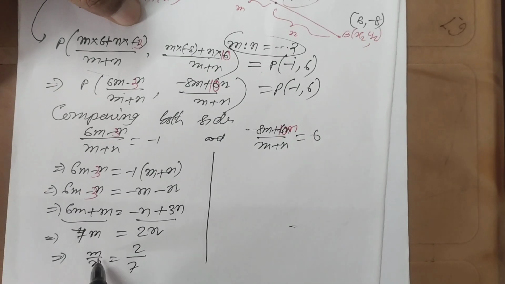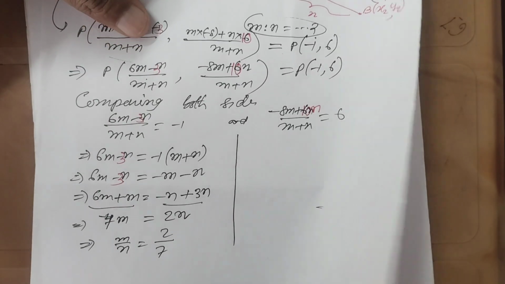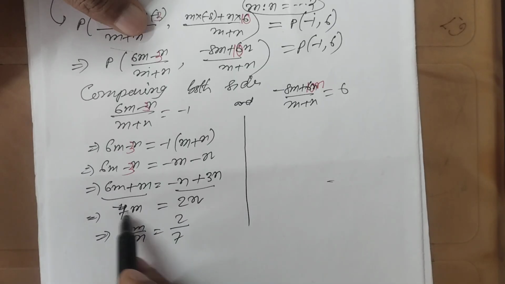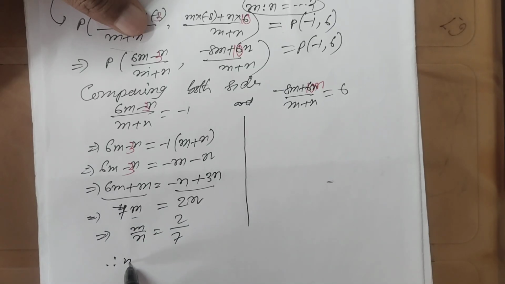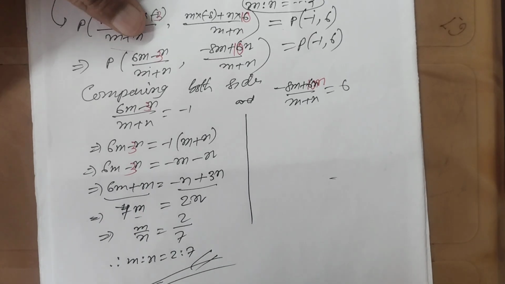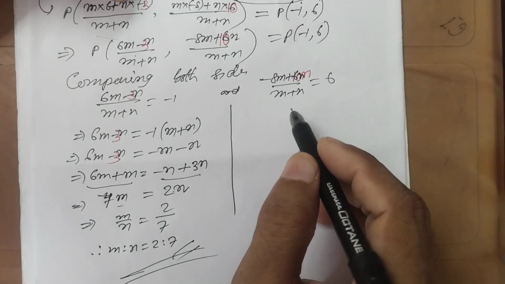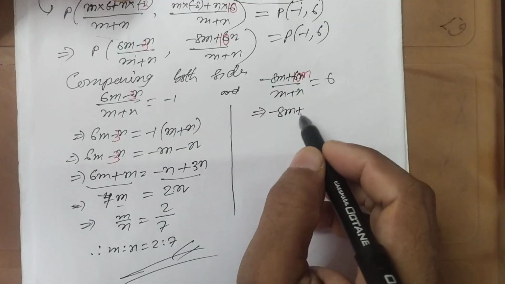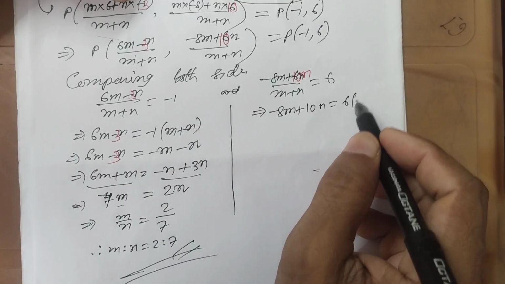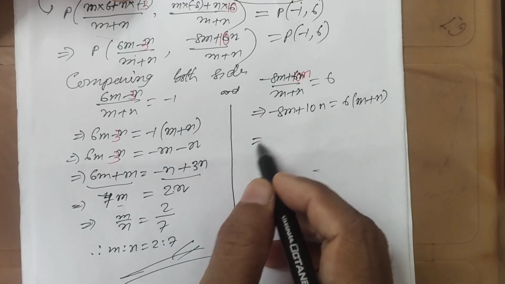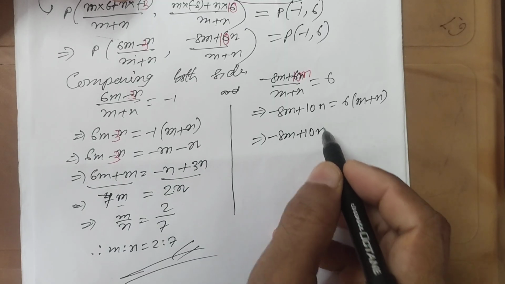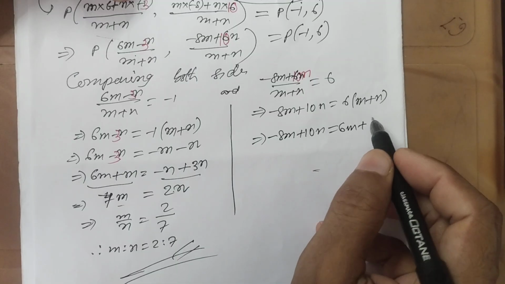One side m, one side n, cross multiply, m by n will be 2 by 7. Therefore the ratio m is to n is 2 is to 7. You will check afterwards whether it is correct or not. There may be a mistake in the calculation. In the same way you have to show this part also. It is -8m plus 10n is equal to 6 into m plus n, and you will calculate here also. Let us see, -8m plus 10n is equal to 6m plus 6n.